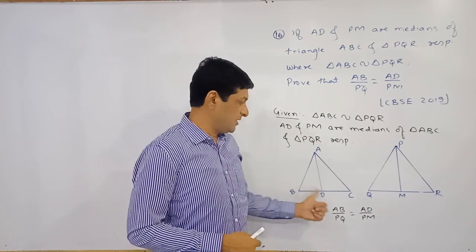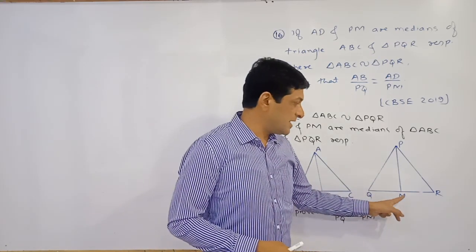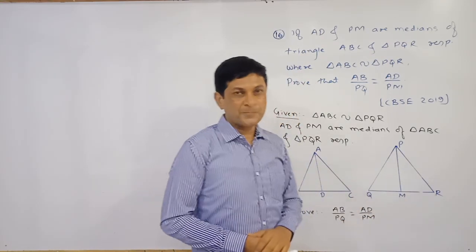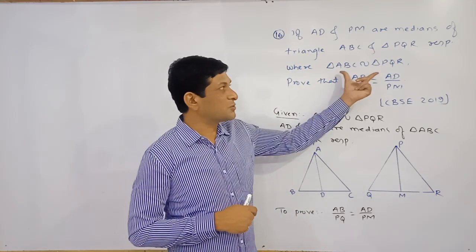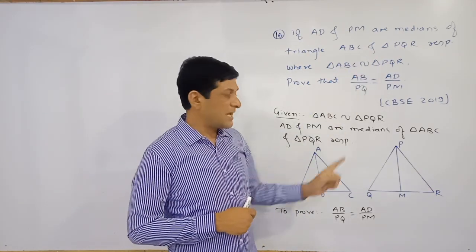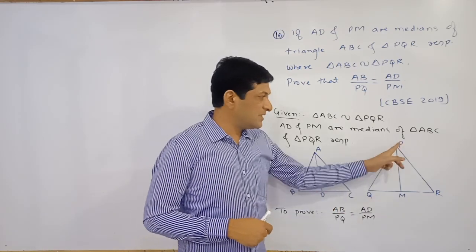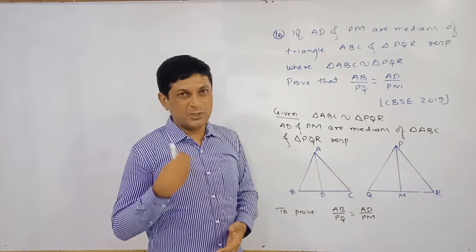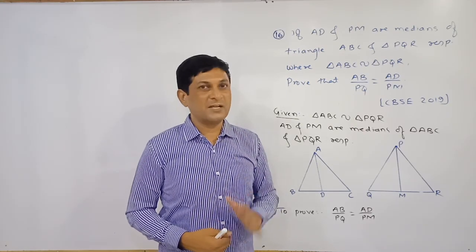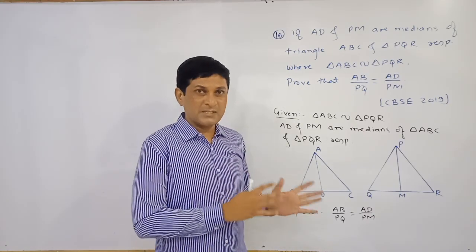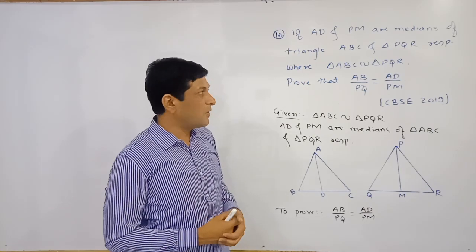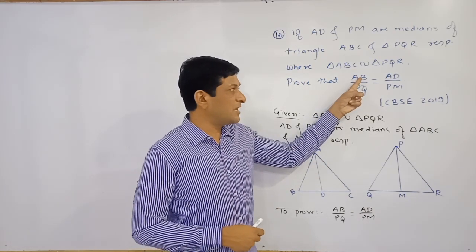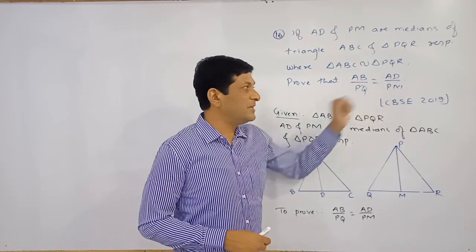So D is the midpoint of BC, and here we can say that M is the midpoint of QR. Again, it is given to us that triangles ABC and PQR are similar. If two triangles are similar, we know that corresponding angles are equal and sides are in proportion. So all these are the given conditions, and using them we have to show that AB upon PQ will be equal to AD upon PM.